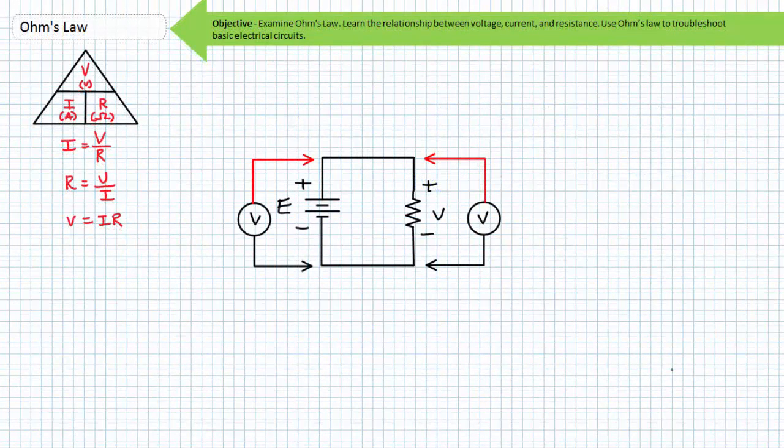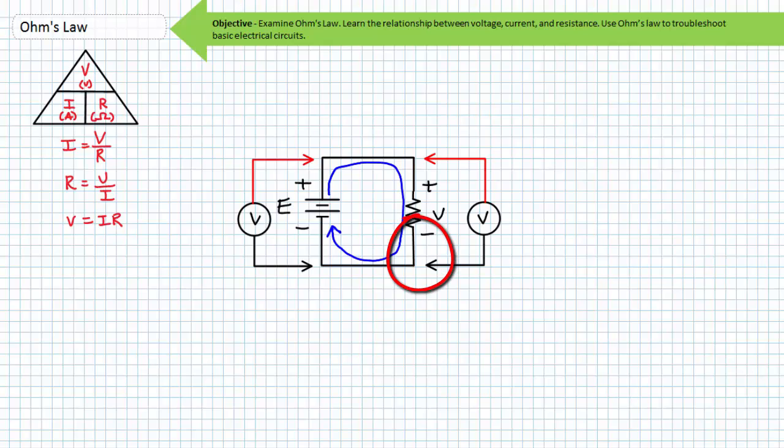If that last discussion about current didn't confuse you, let's see if I can do so discussing voltage measurements. If I measured voltage across our element with a reference lead on the downstream side of conventional current, or the negative terminal, I would see a voltage differential equal to our voltage rise.